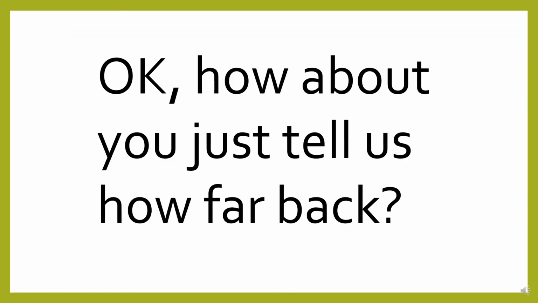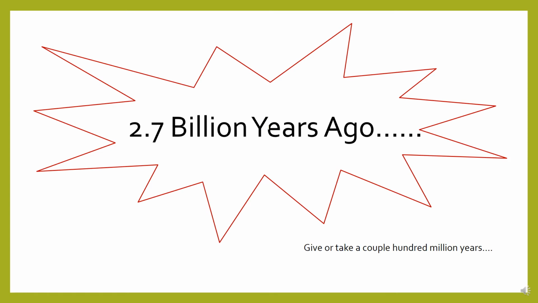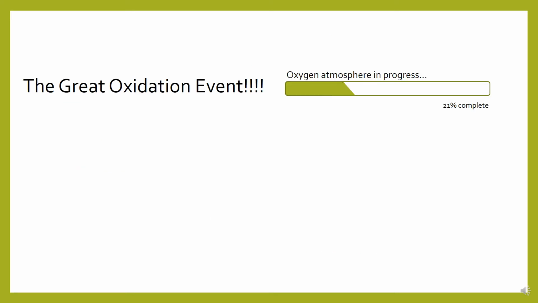So 2.7 billion years ago, give or take a couple hundred million years, what was happening on Earth was the Great Oxidation Event, which kind of sounds like a sale at a major department store. Anyway, the environment was going from a heavy CO2 atmosphere into a more oxygenated atmosphere. Now, it would take a couple hundred million years for this oxygen to stick around, and it would only stick around at a 21% capacity, which is what we are today.